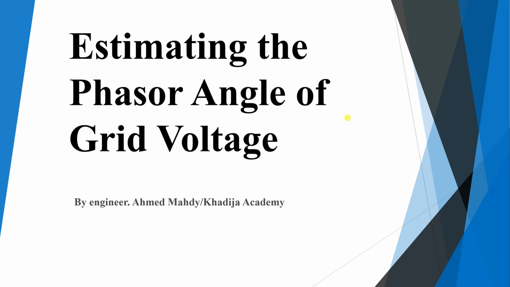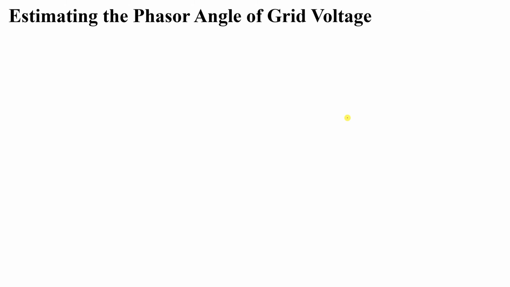Hey everyone, in this lesson we will start discussing how we can estimate the phase or angle of a grid voltage. In the previous lessons we learned about vector control and scalar control. And in vector control we said that we are going to use a phase locked loop in order to get the theta, which is used for transformation, right?